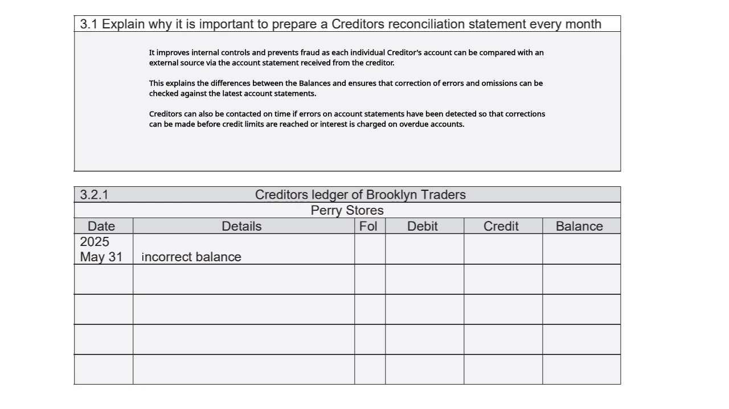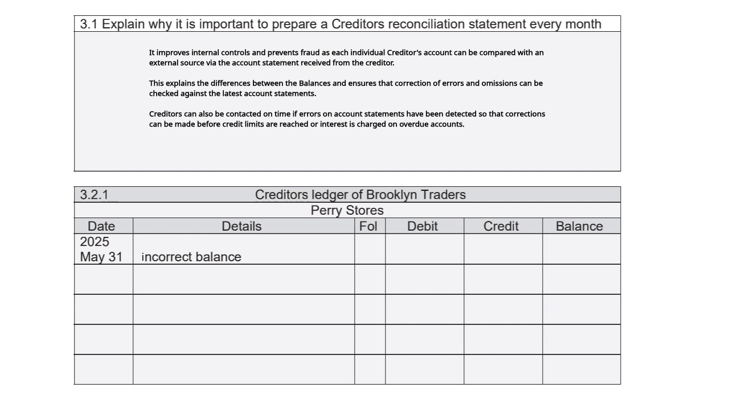Explain why it is important to prepare a creditor's reconciliation statement every month. It improves internal controls and prevents fraud, as each individual creditor's account can be compared with an external source via the account statement received from the creditor. This explains the differences between the balances and ensures that correction of errors and omissions can be checked against the latest account statements. Creditors can also be contacted on time if errors on account statements have been detected so that corrections can be made before credit limits are reached or interest is charged on overdue accounts.